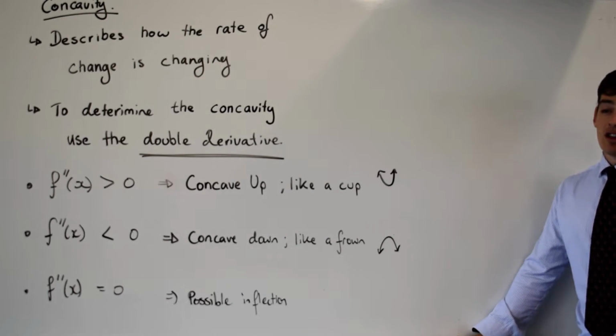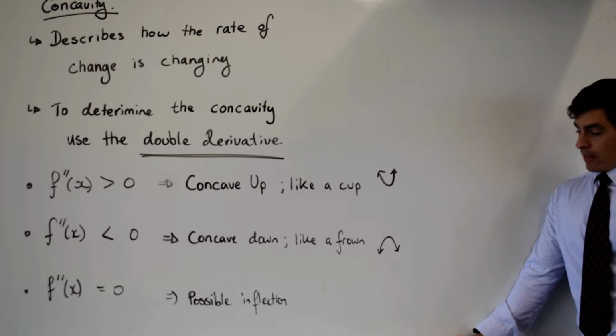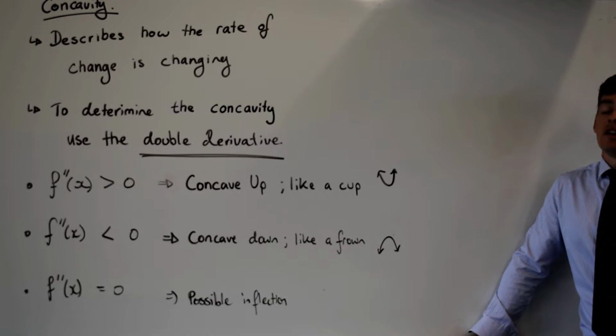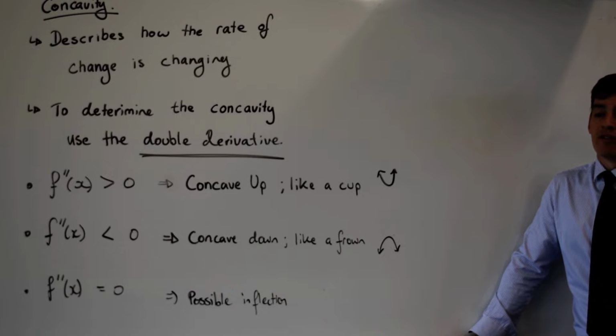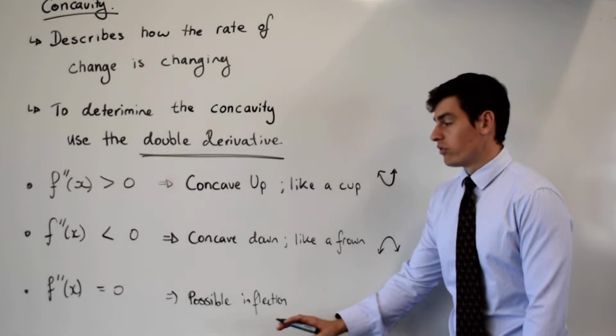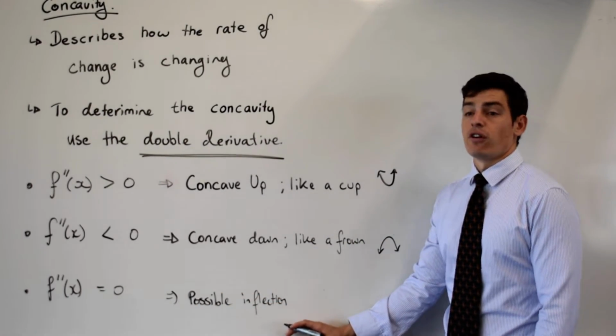And if we get concave down, we're dealing with a maximum, and 0 is a possible point of inflection. It may not be, but it's possibly a point of inflection. So if you need to check you've got a point of inflection, you would double derive it and let it equal 0 and find out when that occurs.